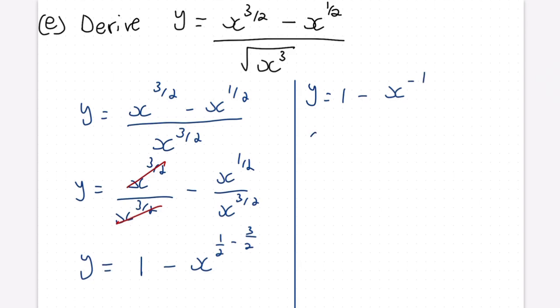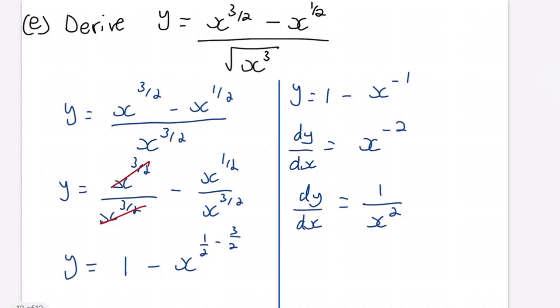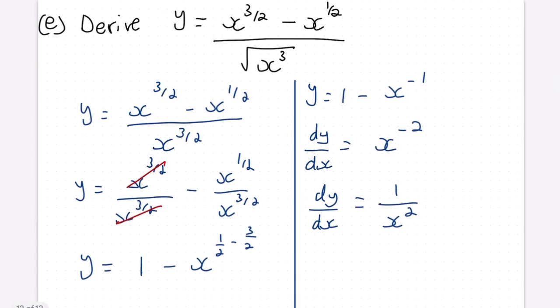Okay, now I can start deriving. So I write dy over dx. The derivative of 1 is just 0. It's a constant. The derivative of this guy, I'm going to take minus 1 multiplied by that minus there to become positive 1, and x to the power of negative 2, right? Because I must subtract 1 there. So this is the answer, x to the negative 2. And to be more mathematically correct, that will be 1 over x to the 2. Okay, awesome. So that's the last example there.